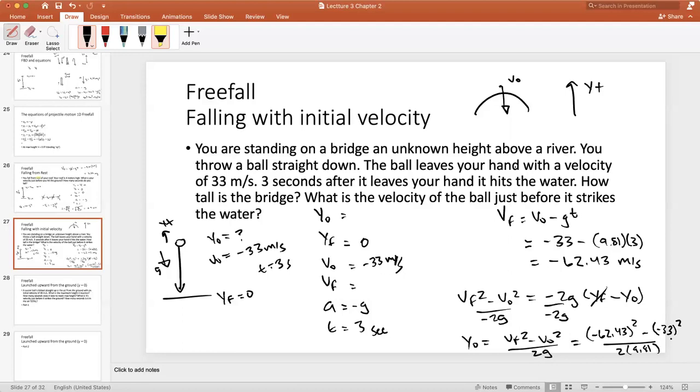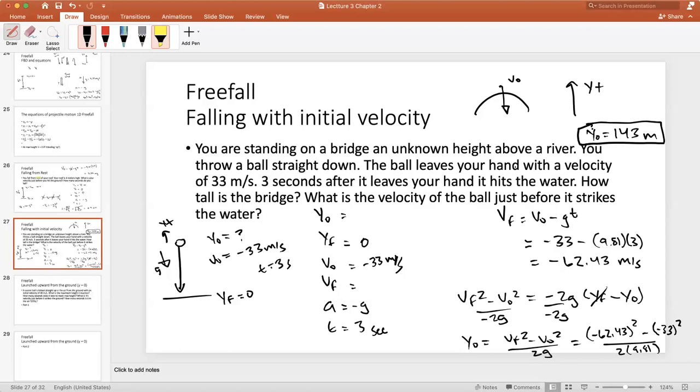So what do we get? 62.43 times 62.43 minus 33 times 33 is 2808, divided by 2 times 9.81 gives me 143 meters. So my initial height is 143 meters high.